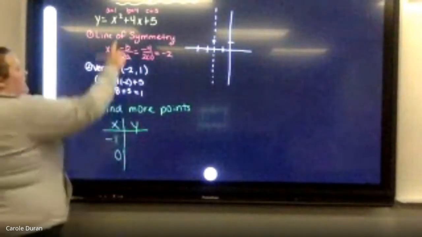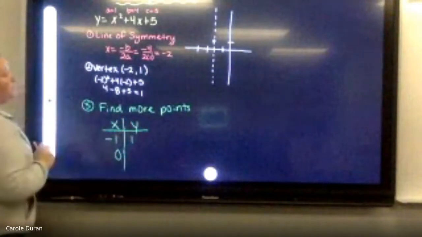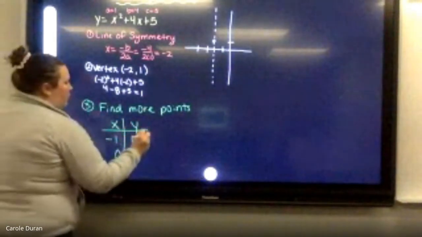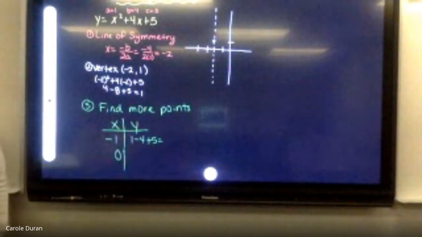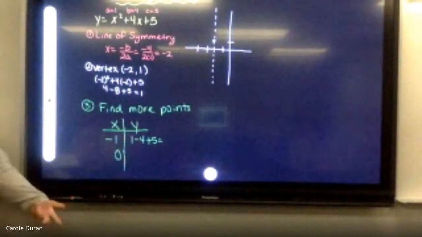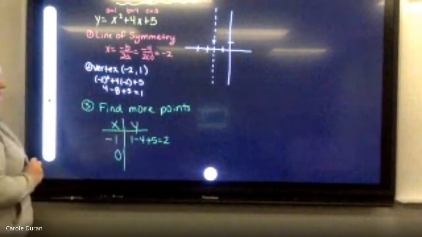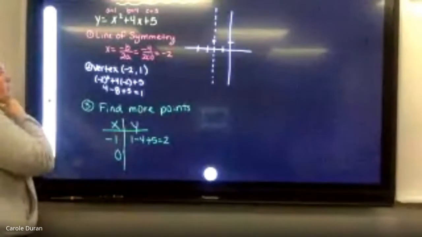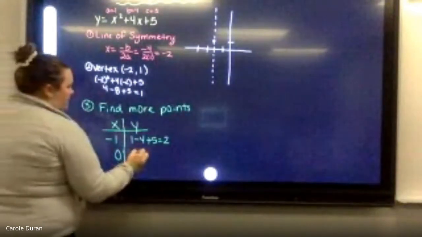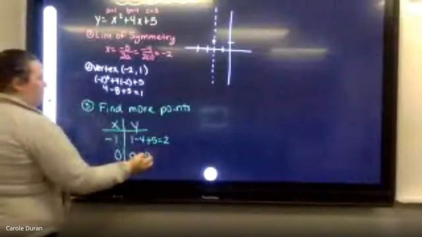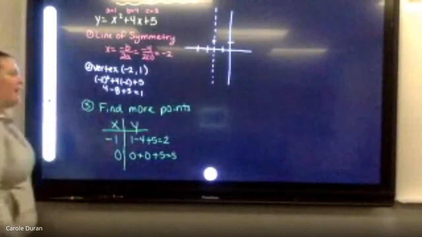So when I plug in negative 1 squared is just 1. 4 times a negative 1 is negative 4. And then we have the plus 5. 1 minus 4 is negative 3. Plus 5 is positive 2. I do the same thing with my 0. 0 squared is 0. Plus 4 times 0, which is 0. Plus 5. And 0 and 5 give me 5.